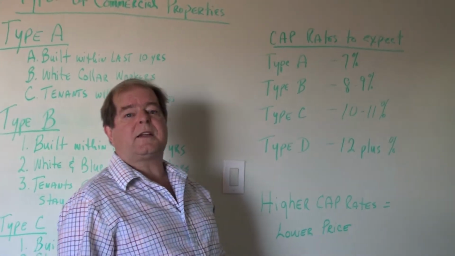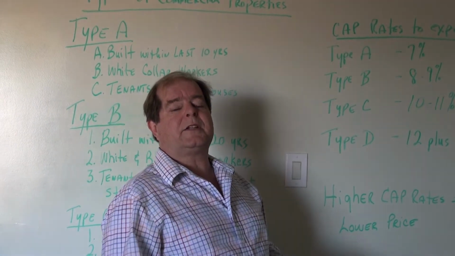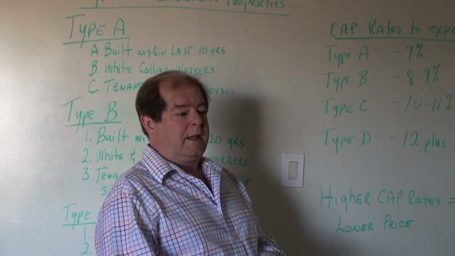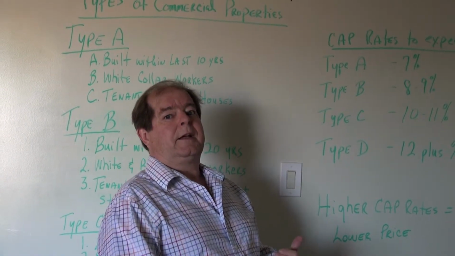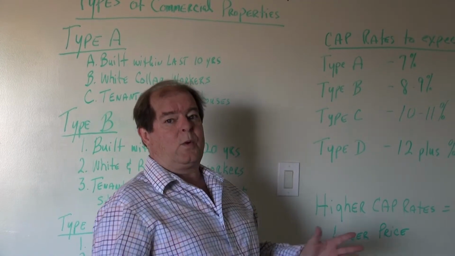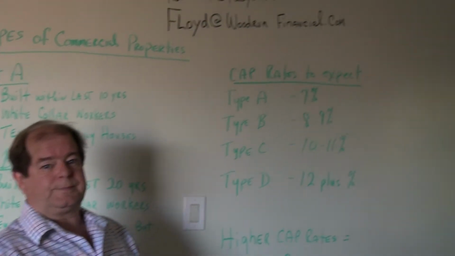All right, today that's our examples of the type of properties that are out there, commercial properties. That's what we're dealing with now. So again, you got the A, B, C, and D properties. So pick out the one you want and go for it.